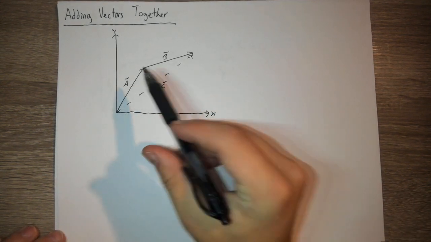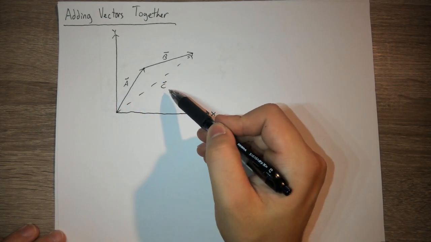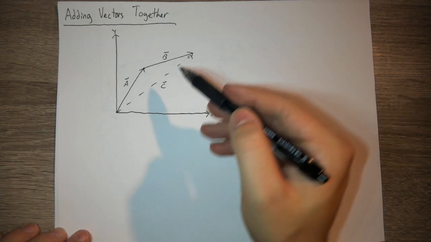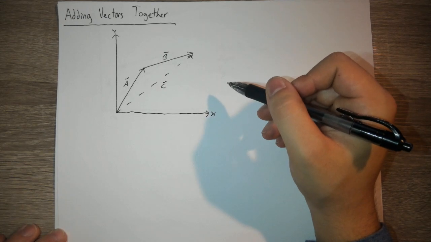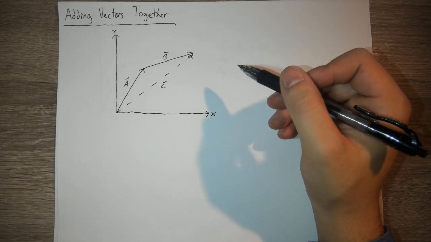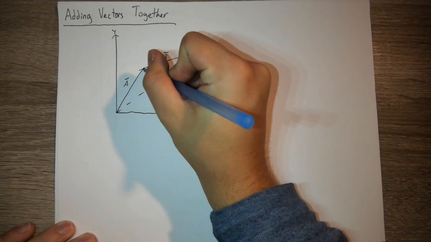We're given two vectors, A and B. We know that when we add them together, we get this resultant vector C. It's easy to draw out in this way, but how do we solve this mathematically? In this video, I'm going to show how that's done. To do that, we have to consider the components of these vectors. So let me draw those out.